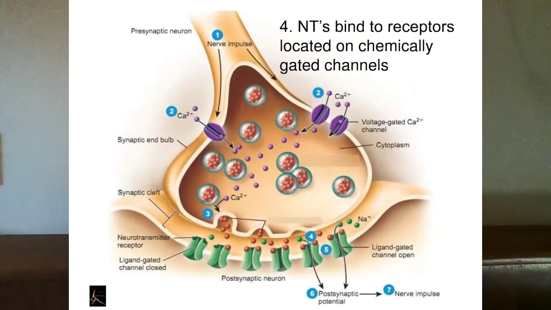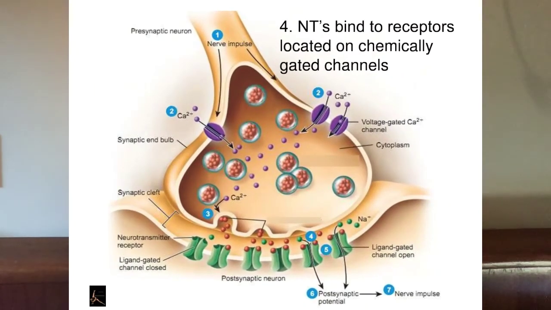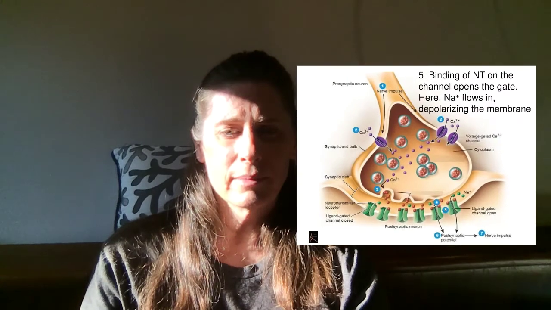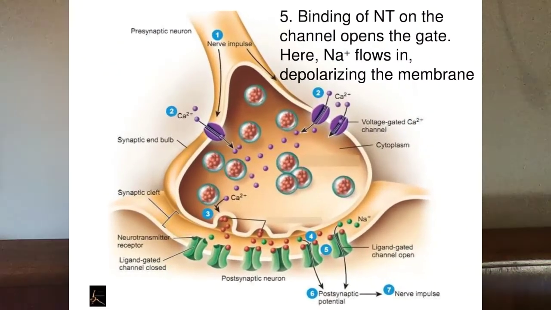Once it does that, you can see on the postsynaptic cell those green structures there, that's the chemically gated channel. You can see that most of them are closed until one of the neurotransmitters, colored orange there, those small orange balls, bind, and that causes the channel to open. Once the channel opens, you also see the little green balls inside of there. That's a sodium ion. So now it's open, sodium flows into the cell.